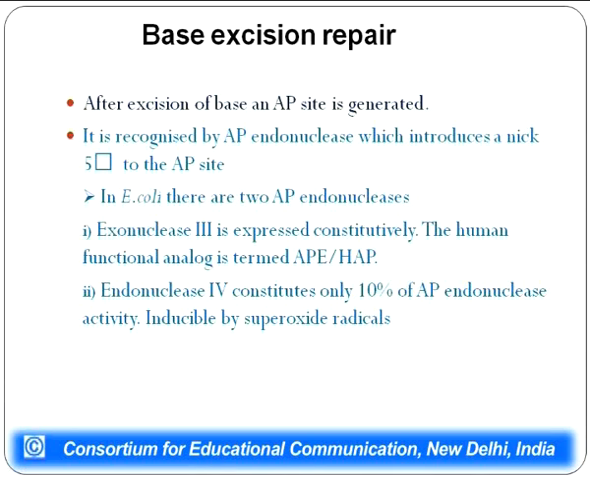So, this exonuclease 3 is expressed constitutively in the E. coli cell, and the human functional analog of this particular exonuclease is known as the APE/HAP protein. This is expressed constitutively. However, there is another type of endonuclease, known as endonuclease 4 in E. coli, which constitutes only 10% of the activity, but it is very much inducible by superoxide radical damage. Whenever DNA is damaged by superoxide radical, it leads to expression of this particular endonuclease. Now, both these endonucleases can make a cut 5' to the apurinic site generated by DNA glycosylase activity.